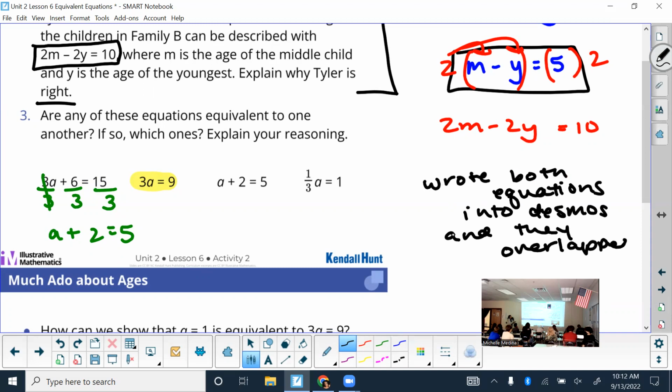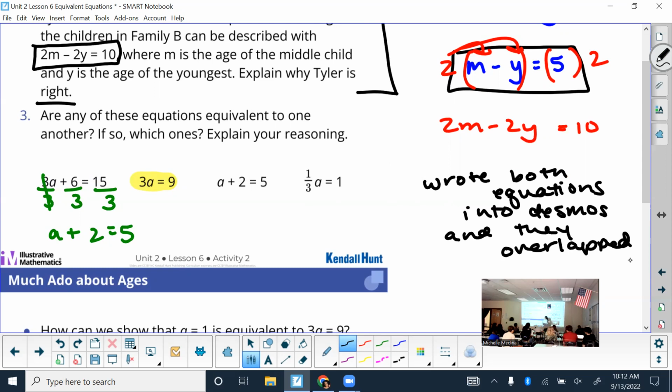That's actually like a really higher level answer. And you'll see that later on in this unit when we get to the other topics. But that's a great answer. If they overlap, they're the same exact line. So we're saying the first and the last are equivalent because they overlap.